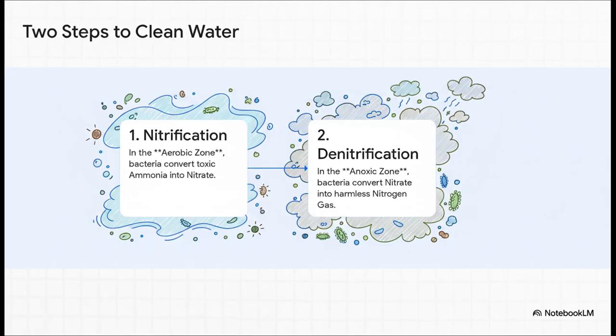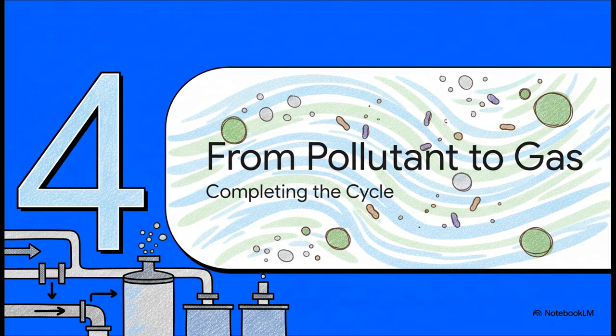And here's the elegant 1-2 punch. In that oxygen-rich aerobic zone, one team of bacteria gets to work converting toxic ammonia into the much more stable nitrate. We call that nitrification. Then the water flows into the oxygen-free anoxic zone. And here, a different team of bacteria takes over. They see that nitrate and they break it apart to get the oxygen atoms, releasing harmless nitrogen gas in a process called denitrification. And that final step, turning a pollutant into a harmless gas, that is the most incredible part of this whole story. It's a total transformation.